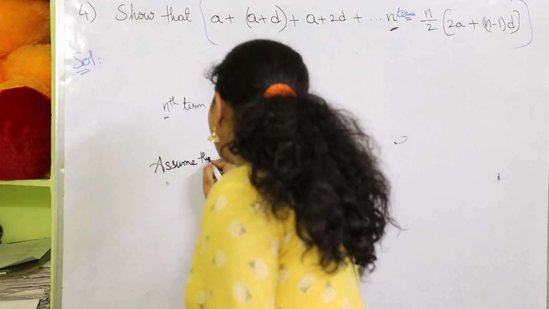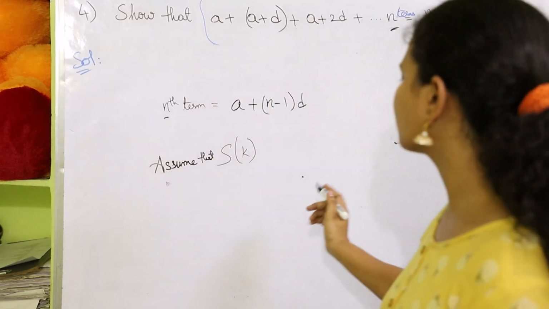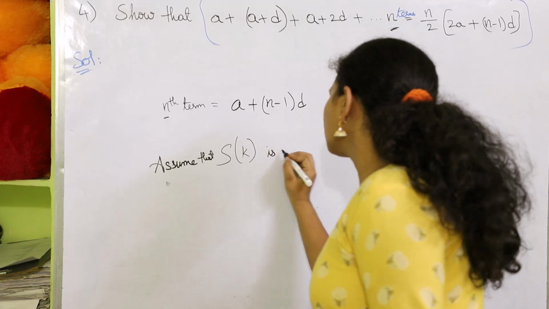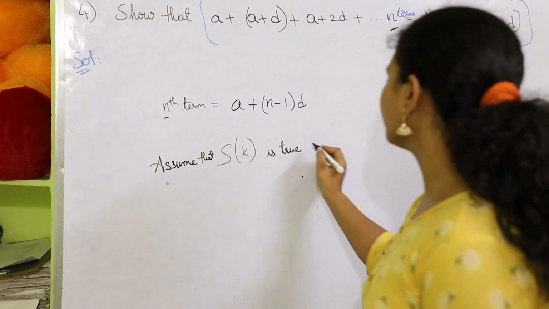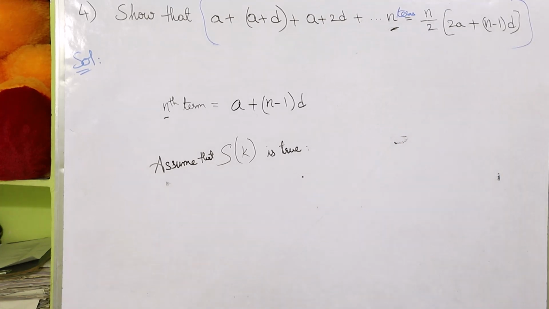Assume that, what do you assume? You assume that S of k is true. S of k is true. Then if it is true, what happens? Let's solve the question as they have given here.